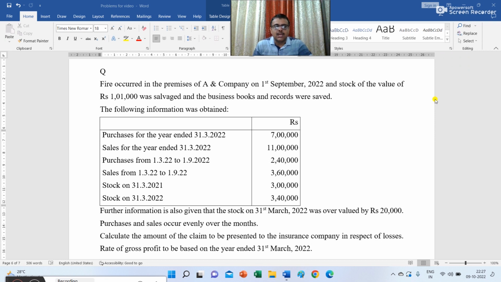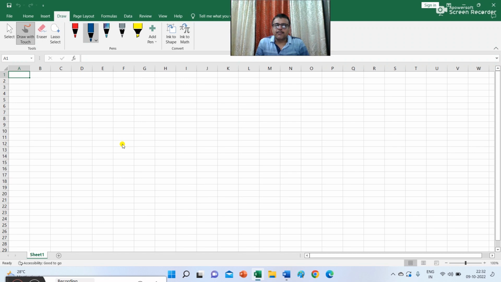Calculate the amount of the claim to be presented to the insurance company in respect of losses, rate of gross profit to be based on the year ended 31st March 2022. So this is the problem of insurance claim where loss of stock is to be determined.